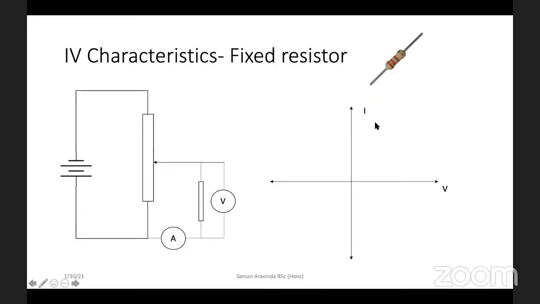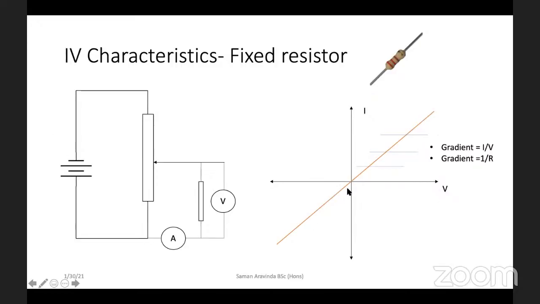When I do this experiment, I get a straight line. So what does that mean? The gradient is constant. The gradient is I over V, which is 1 over R. That means the resistance is constant. If I want to find the resistance of the fixed resistor, I can take the reciprocal of the gradient.